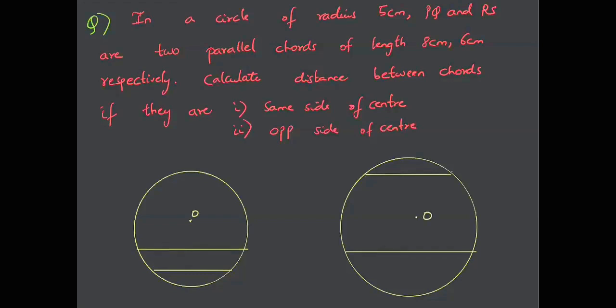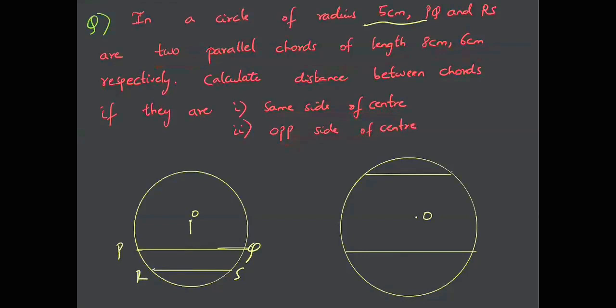Yeah, so let us discuss this one. In a circle of radius 5, PQ and RS are two parallel chords of length 8 and 6. We need to calculate the distance between the chords if they are on the same side, and if they are on the opposite side. So let us discuss when the chords are on the same side. Let us say this is PQ and this is RS. So PQ is 8 centimeters. Radius is 5 centimeters.